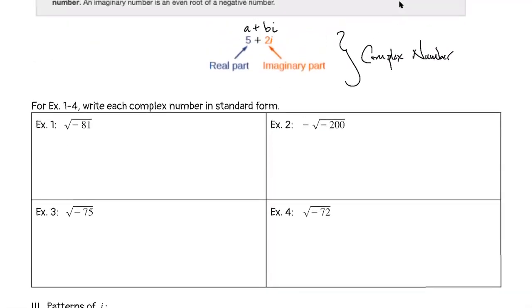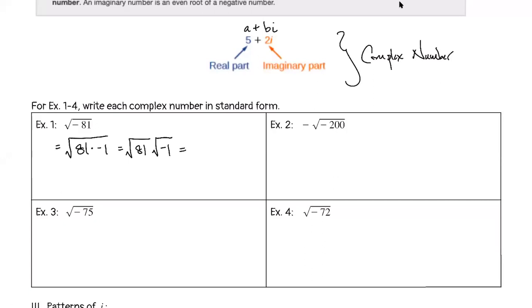All right. So let's practice some of our working with radicals here and thinking about factoring and what we know about square roots, okay? Another way for me to write the square root of negative 81 is square root of 81 times negative 1, which is the same as the square root of 81 times the square root of negative 1.